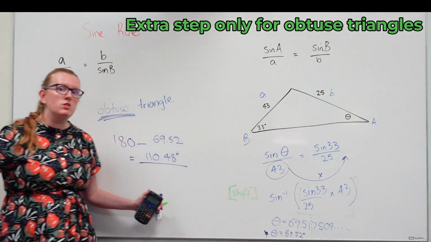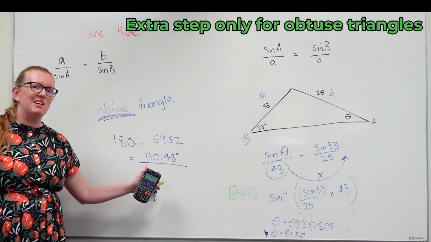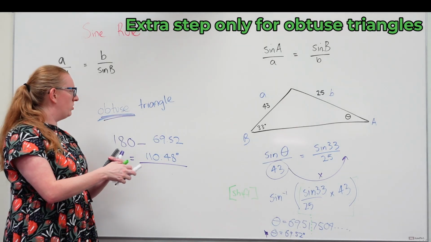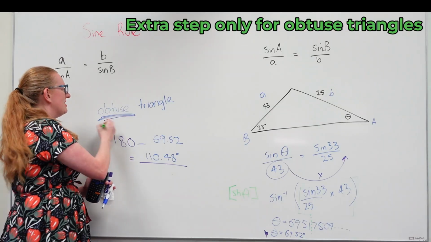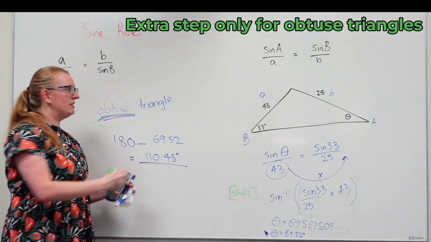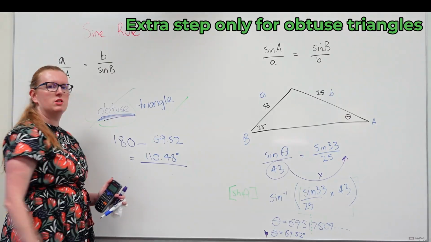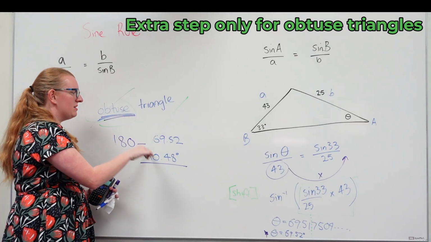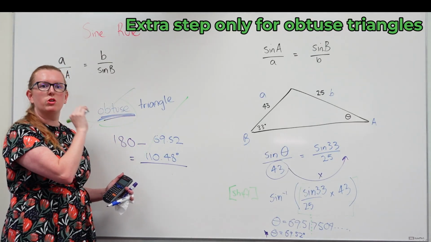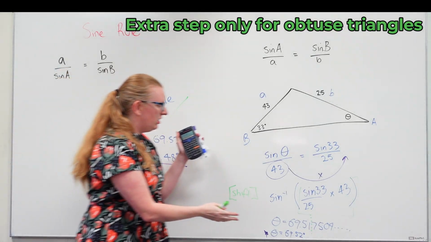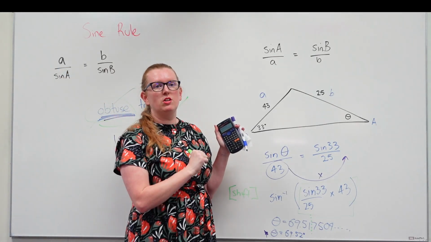Now you only do this step, this last bit, if it's a challenge question that says the word obtuse. If it doesn't say obtuse, don't do this last step. Only minus it from 180 if the question has the word obtuse in there. Otherwise, you are just stopping here, and that's how you use the sine rule.